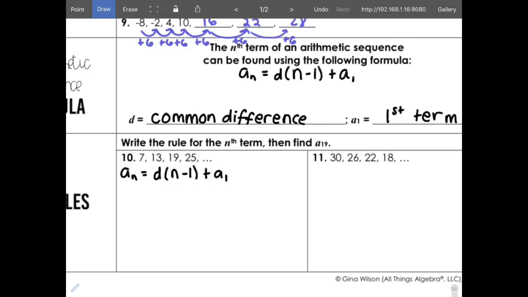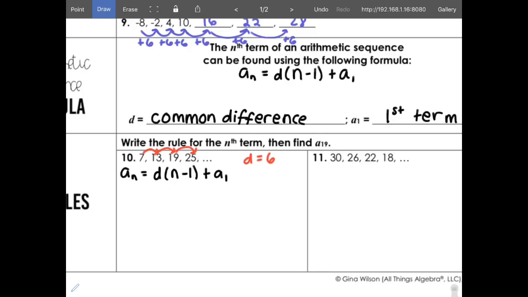All I did here was copy this formula. It says write the rule for the nth term. So let's figure out what our common difference is, because we've been doing that the whole time. From 7 to 13, what do we do? We add 6. Add 6 from 13 to 19. Add 6 from 19 to 25. So our D is positive 6.